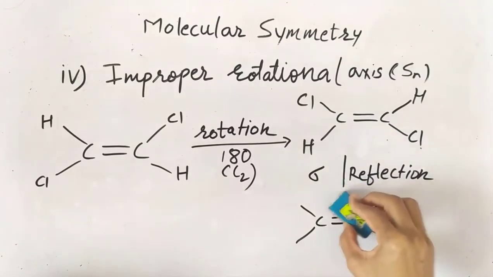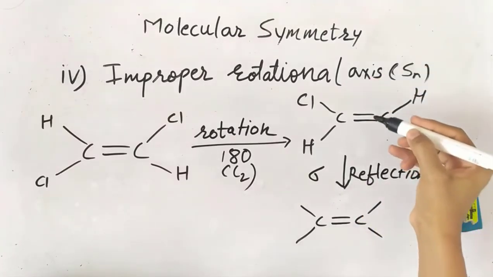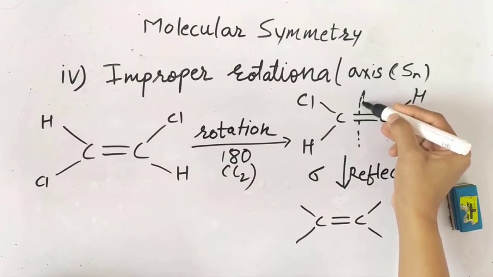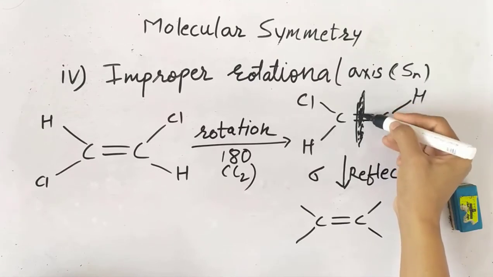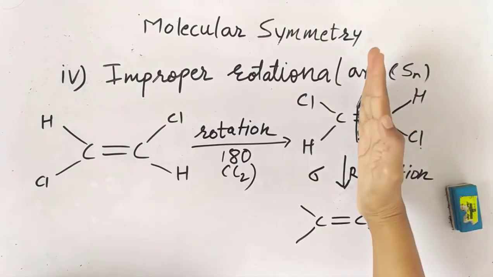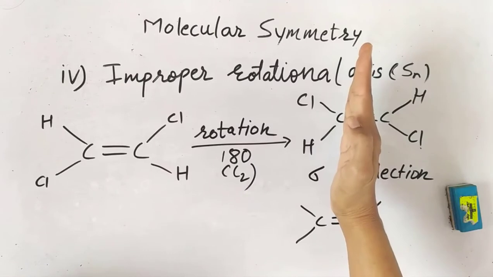Now suppose from this molecule I am passing the plane like this. Okay, so this is the plane. Means from this I have passed the plane. How will the reflection occur after passing a plane?